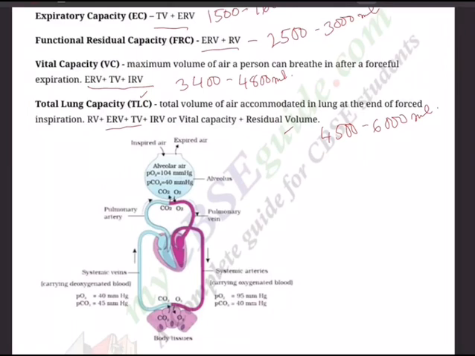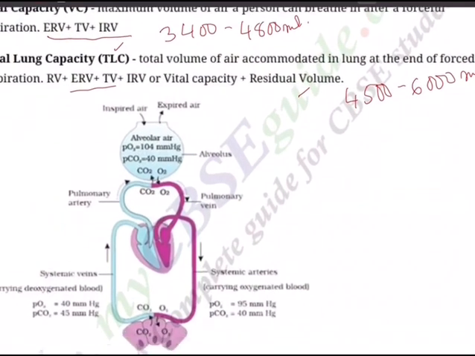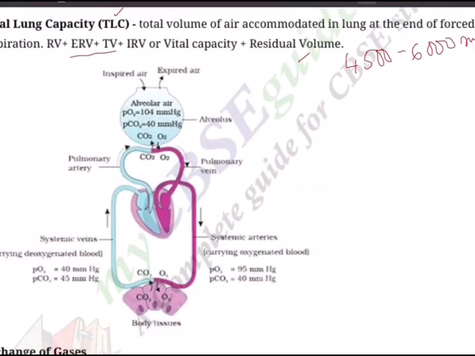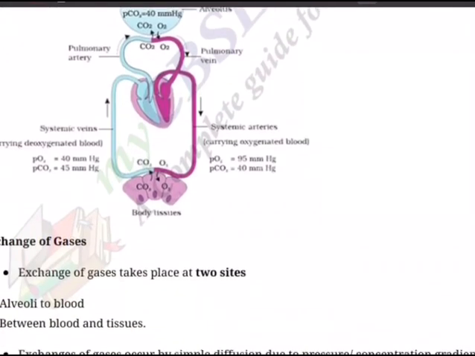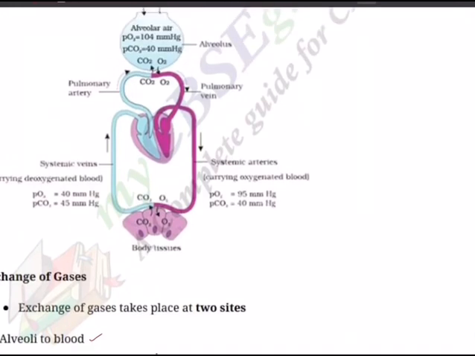Now we talk about the exchange of gases, how exactly the gases get exchanged. Basically, the exchange of gases takes place between oxygen and carbon dioxide, and it takes place in two places. First one, alveoli to blood. Alveoli are small round holes present in the lungs. So from lungs to blood, where is blood present? Inside the blood capillaries. Second, between blood and tissues. So these are the two sites where there is exchange of gases.